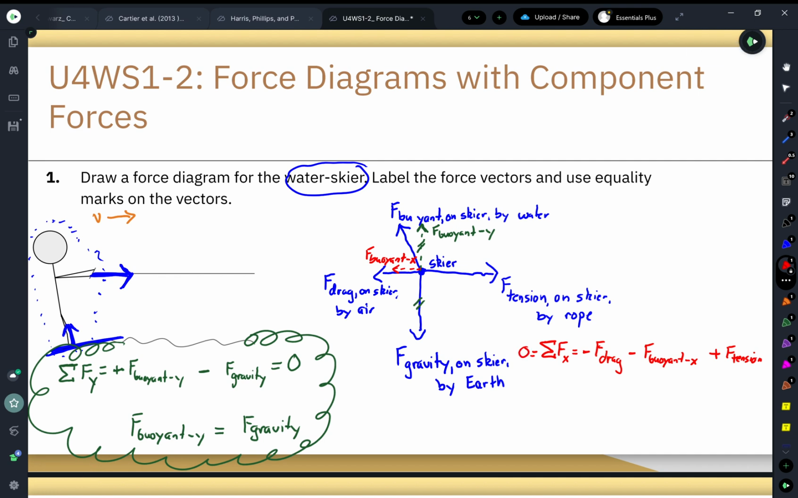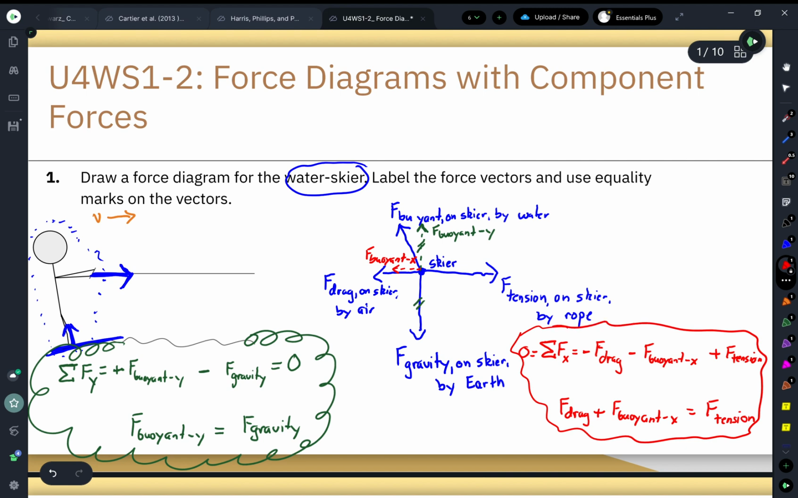This allows us to rearrange this equation then to say that the combined effects of the force of drag and the force buoyant in the x direction are equal in size to the force of tension. We have two forces to the left that have to be equal in magnitude to the one force to the right in order for us to have a sum total of the forces equal to 0 horizontally acting on this water skier.